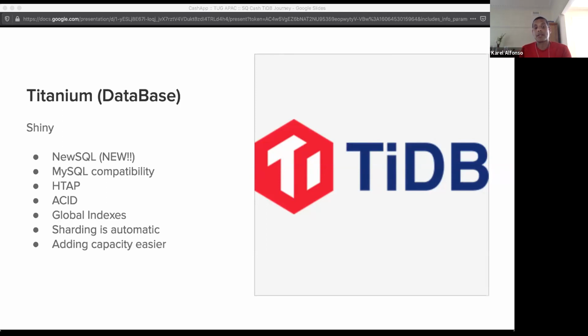But the most important factors were that it was ACID compliant. The sharding is automatic, so we didn't have to trigger or provision new databases to do the shard splits, which was very time consuming. And you get global indexes. You can scale and shrink the cluster automatically as well. So we were happy to give it a go. Next slide, please.